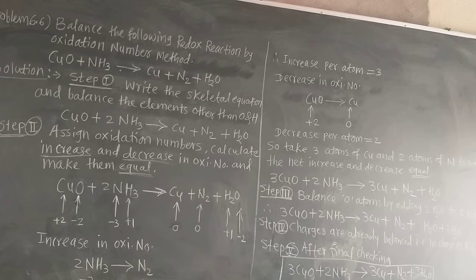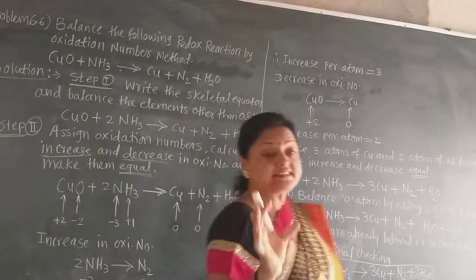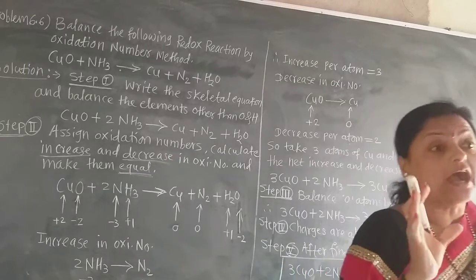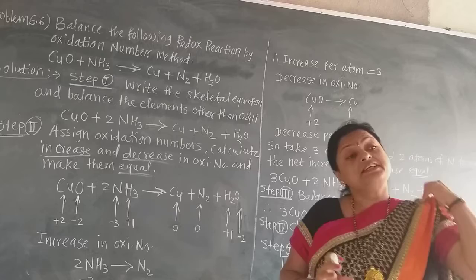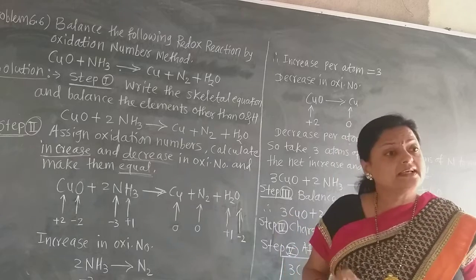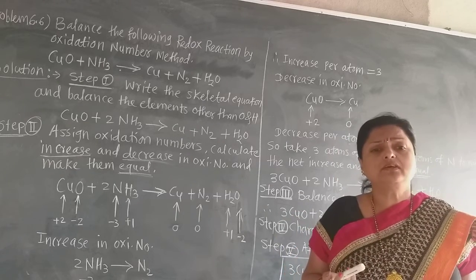We know the 5 steps. You go through those 5 steps, then the balanced redox equation will be obtained at the last, 5th step, after final checking. Now how is it? The first step is very simple.